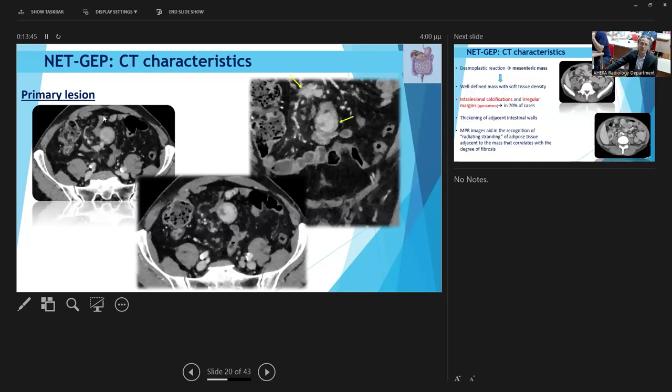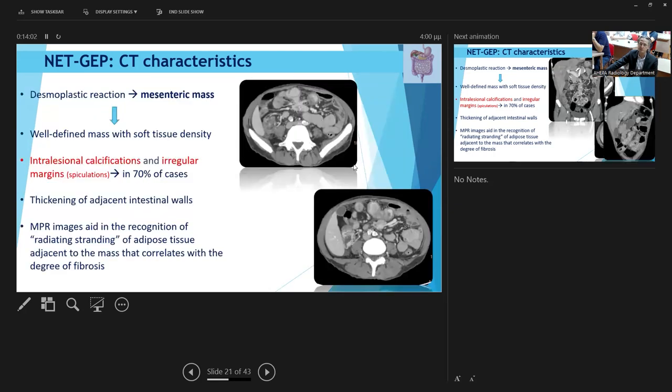Again, another example of a patient with a huge neoplastic mass inside the medial tract of the small bowel, again characterized by a polypoid aspect with ulceration and the association of multiple lymph nodes in the surrounding mesenteric fat.